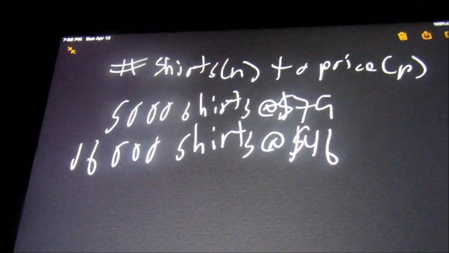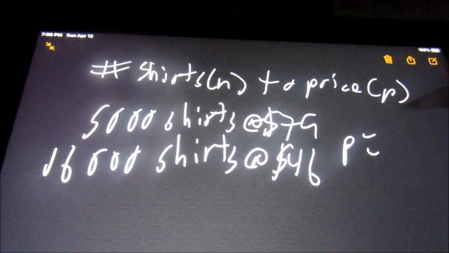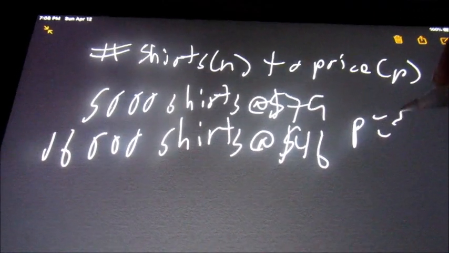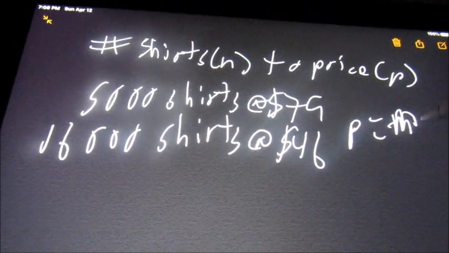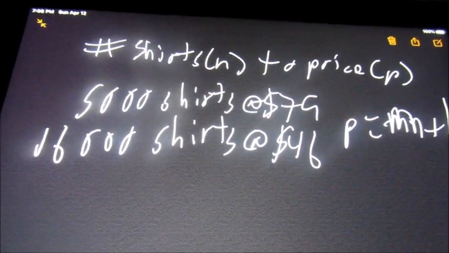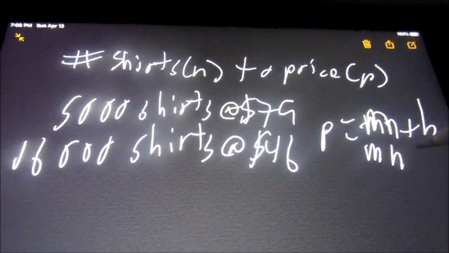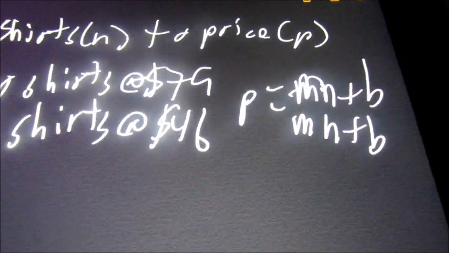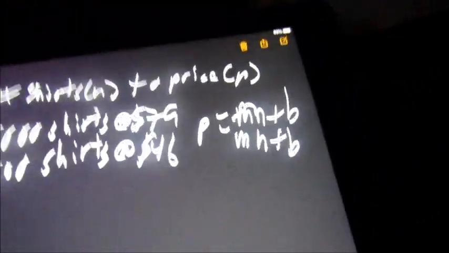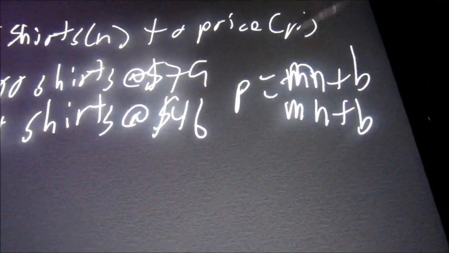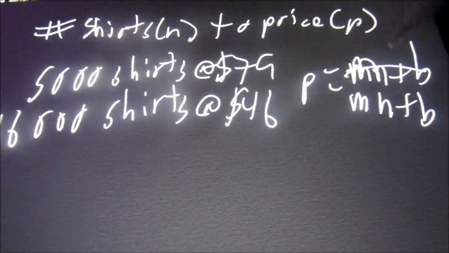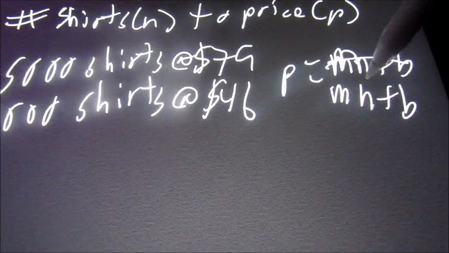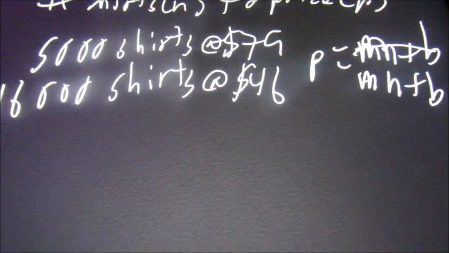And it does give you the formula P equals M, which is a slope, N plus B. So P equals Mn plus B. So the first thing we need to do is find the slope. So it tells us that n is our x. So that means the number of shirts.